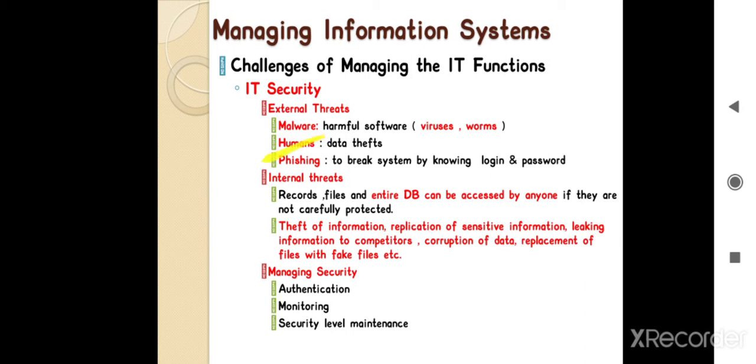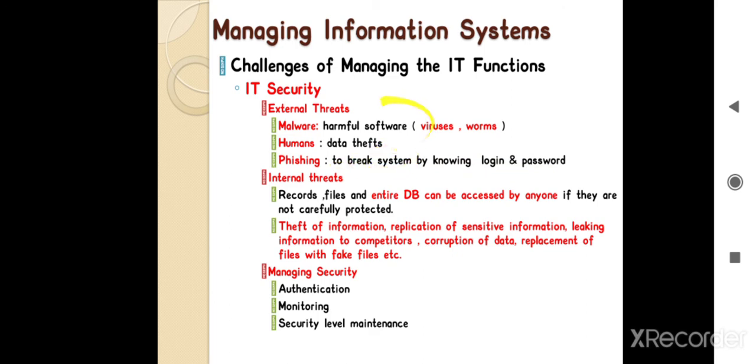Secondly, there might be humans who can compromise our security and who are not part of our organization. That's why we call that an external threat. These humans intend to get our data, which is data theft. Next, phishing can also be an external threat, which is used to break into our system by obtaining the login and password and all the account details. The important information or data of that organization put into that system can be broken into.